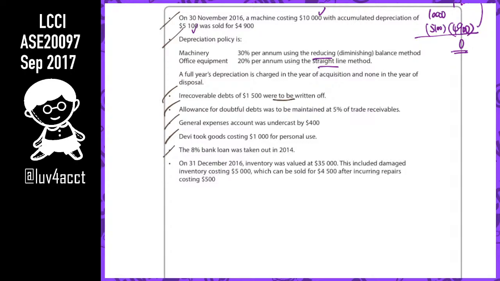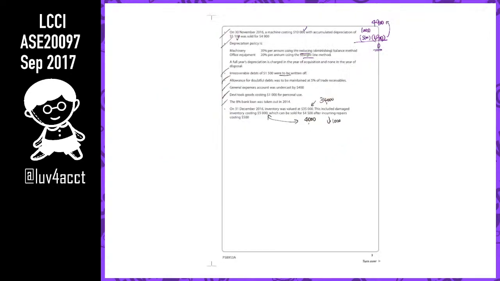Okay, finish. Last we have inventory, valued at 35,000 and included damaged inventory costing 5,000, sold for 45 after incurring repairs costing 500. That means the NRV is equal to 4,000. Compared to 5,000, we have an impairment of 1,000. That is, the closing inventory should be 34,000. So we have finished dealing with everything.